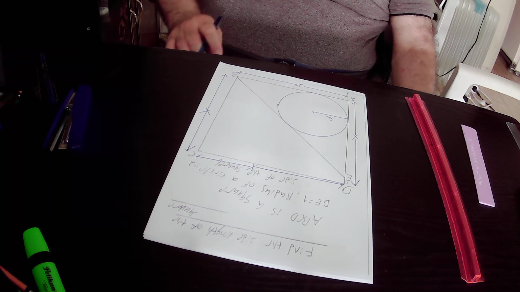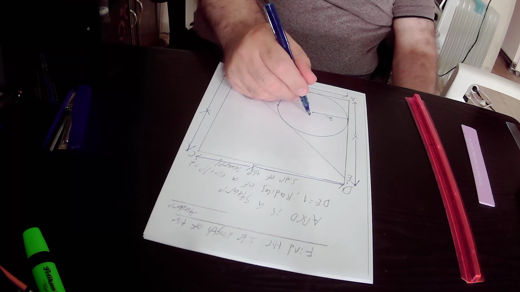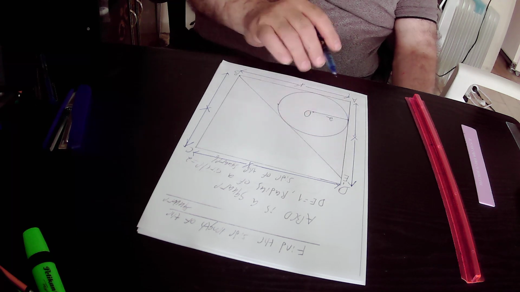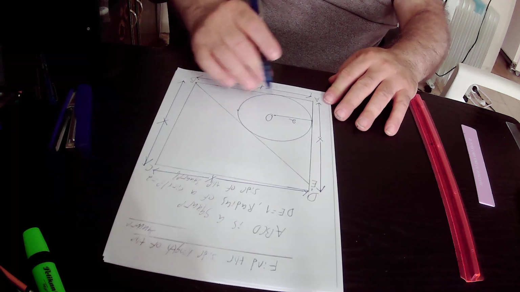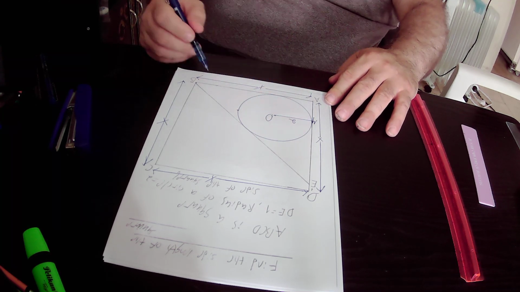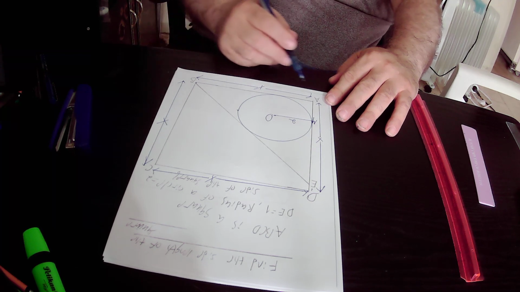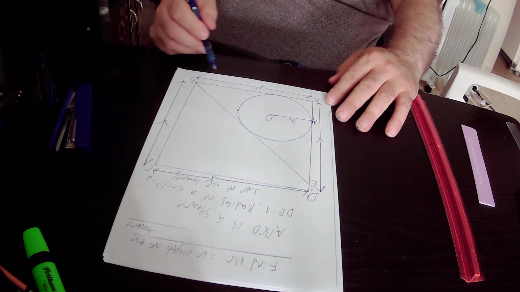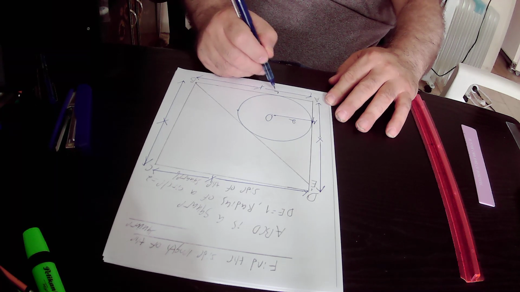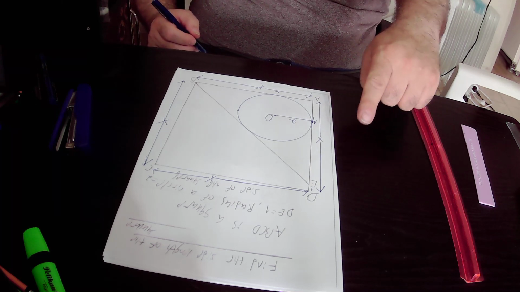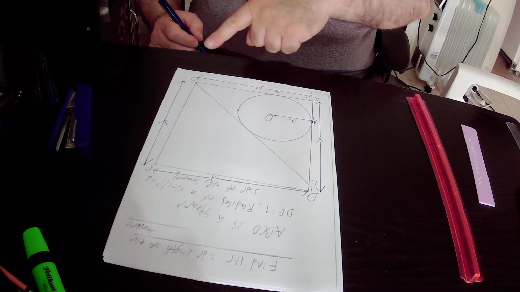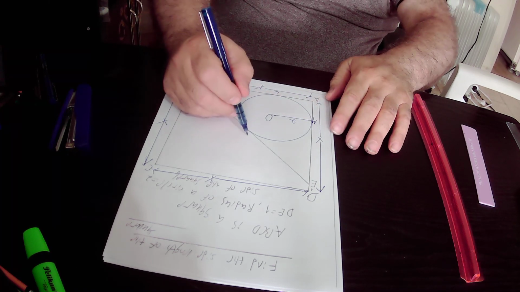So here we define the center of this circle as O. We define the point of tangency of tangent AD with this circle as M. We define the point of tangency of tangent AB with this circle as L. And we define the point of tangency of tangent EB with this circle as Z.